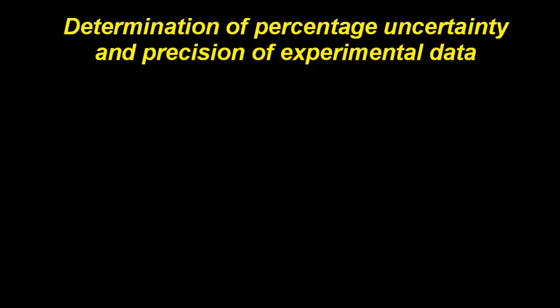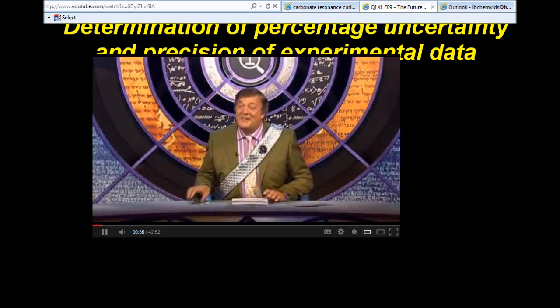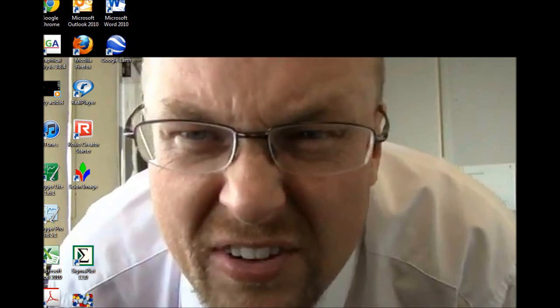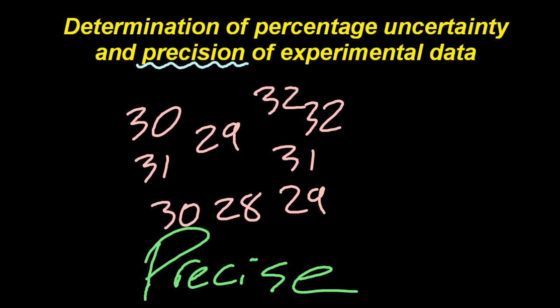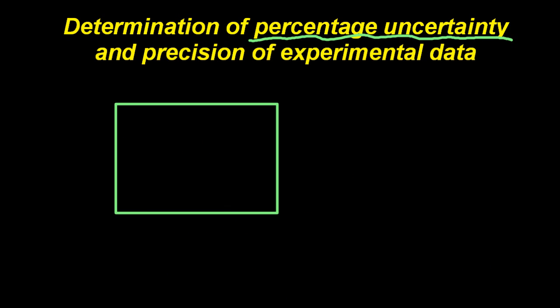Next, percentage uncertainty and precision of experimental data. Well, precision is how close together your data points are. There's me. How old would you say that young man is there? Okay, so if your guesses are going to be close together, like those numbers there, they're precise. But that's nowhere near the real answer. That would involve accuracy. So precise is clustered data, accurate is close to the accepted value.